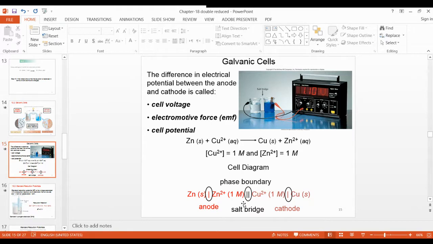How to write this, the boundary, right? Phase boundary or cell diagram. The first boundary is at the anode, when the anode is dipped into the solution. This is the difference between the solution, meaning the ionic compound, and the solid. One line indicates one compartment, between solid zinc and its ions, that is one boundary, and that ion should be in 1 molar standard concentration.